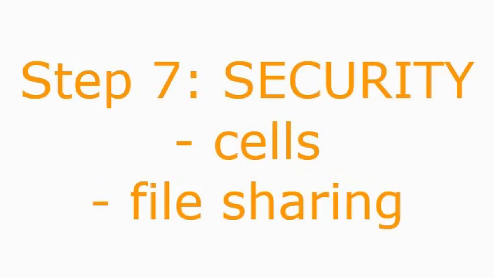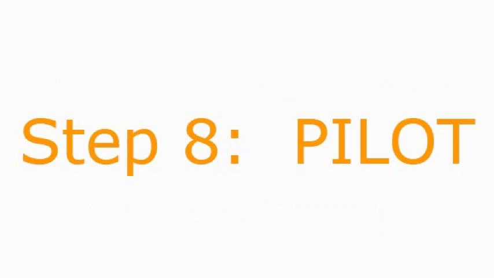The next step is about security. You will have to lock some cells so that everyone does not get access to them, and some cells are protected, perhaps formulas, or the content of those cells, and sheets. Thereafter, you also have to look into the file sharing. Who has what rights? Thereafter, you pilot the system.